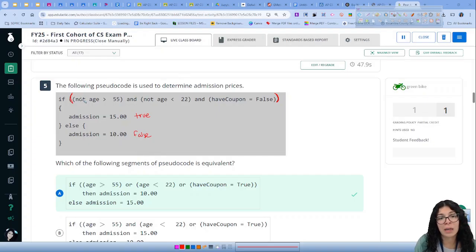Notice here that we have a not greater than 55. If we apply the not to the greater than, we're saying that the age is less than or equal to 55. And then notice that the parentheses ends there, so I'm not going to apply the not to the and, because it's not inside of the parentheses. Then apply the not to the less than, which here would be that age is greater than or equal to 22. And then we have coupon being false. There's no opposite there, so I'm going to keep that the same.